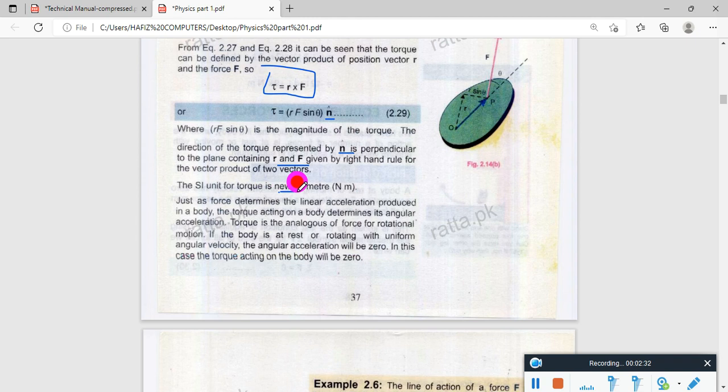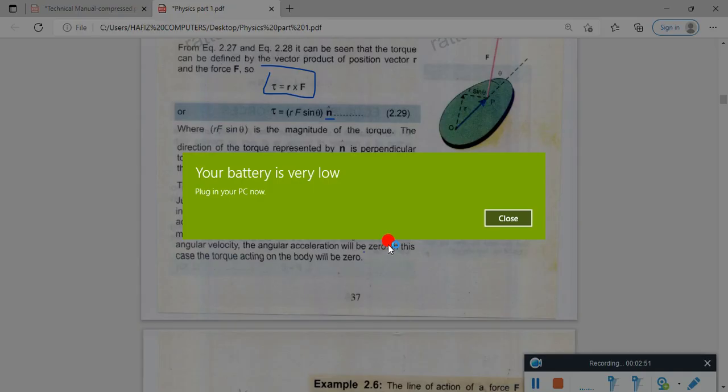Just as the force determines the linear acceleration produced in a body, the torque acting on a body determines its angular acceleration. Torque is the analogous of force for rotational motion. If a body is at rest or rotating with uniform velocity, the angular acceleration will be 0.